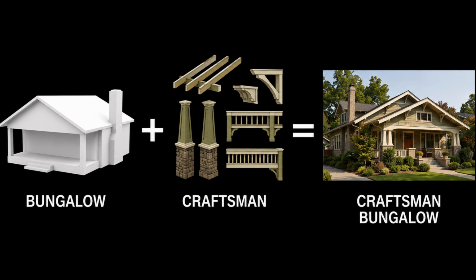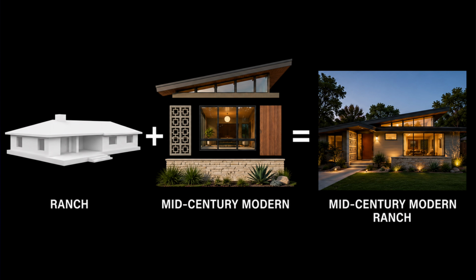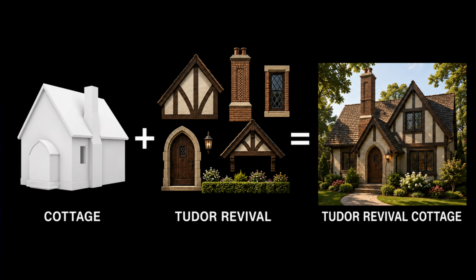One of the easiest ways to understand residential architecture is to think of most homes as being a combination of both a house type as well as a house style. So a bungalow might be a Craftsman, a ranch could be a mid-century modern, and a cottage could be a Tudor revival. When you combine the two, you get a much more complete description of the home. So rather than just saying it's a Craftsman or it's a bungalow, you're describing both what the building is as well as how it was designed.